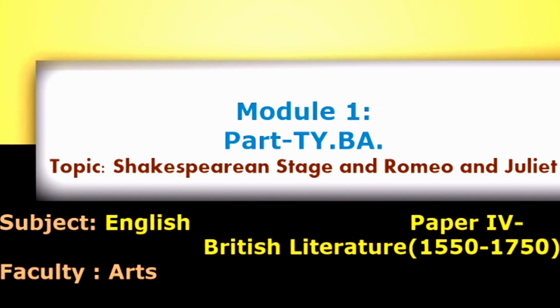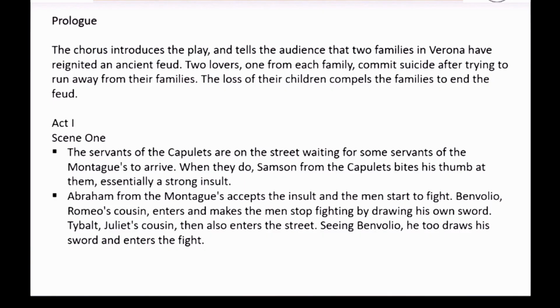In this class, we will study Shakespearean stage and Romeo and Juliet. This unit will help to understand Romeo and Juliet in detail. First, the characters have been discussed in short and then in detail. The detailed reading of the summary will help them understand the play and its thematic concerns. That will be followed by the discussion of the different themes of the play.